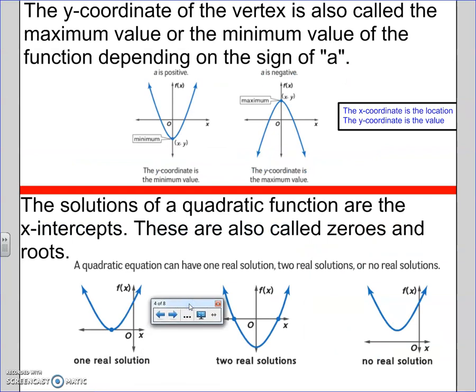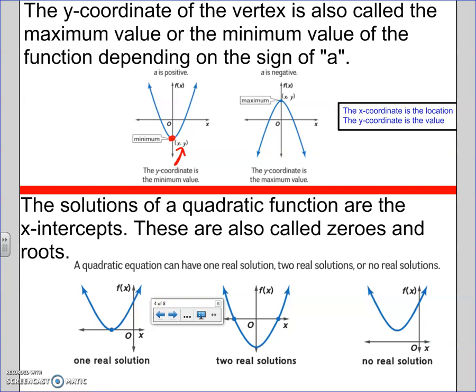So the y-coordinate of the vertex is also called the maximum or minimum value of the function, depending on the sign of a. If a is positive, the U is going up. We're not flipping it upside down, so we have a bottom or minimum point. And the y-coordinate of the vertex is called the minimum value.